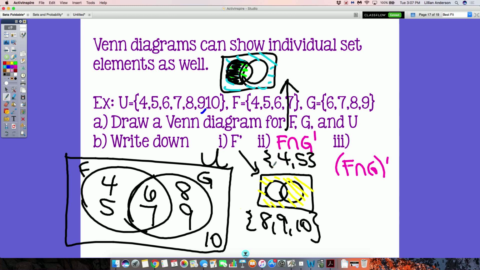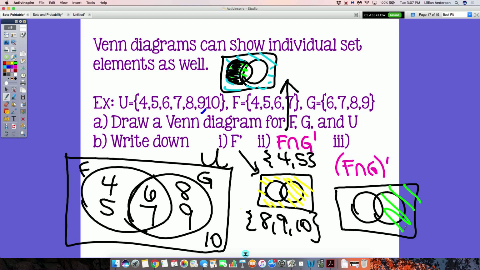And the last one is the complement of the intersection. So what's the opposite of that shaded region? Everything else. So it should be everything except this little bit. What were those numbers? 4, 5, 8, 9, 10.